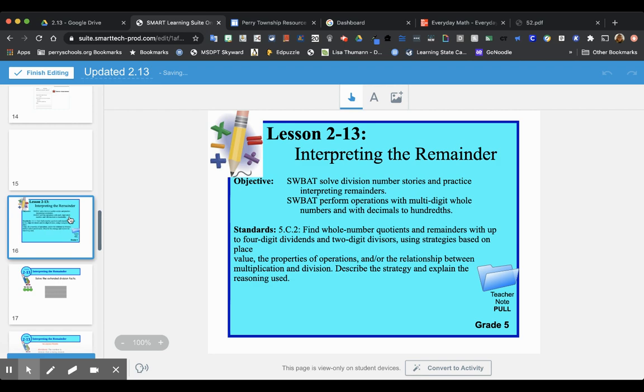It concludes lesson 2.13, interpreting the remainder. Like I said, this is our last lesson. We are going to actually next week spend 1 day reviewing multiplication, 1 day reviewing division, and then we will have a Unit 2 assessment now that we've come to the end.